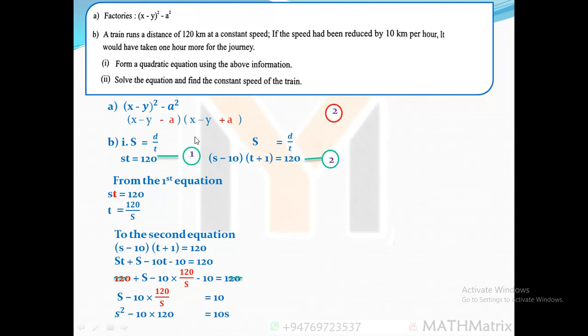Now we'll see the marks. For the first, factorizing, it's 2 marks. And for the second one, for forming the equations, again 2 marks. And for just forming this equation, you will be getting 3 marks. That's it. So how many marks for now? Just 7. And now we'll move to the next one.